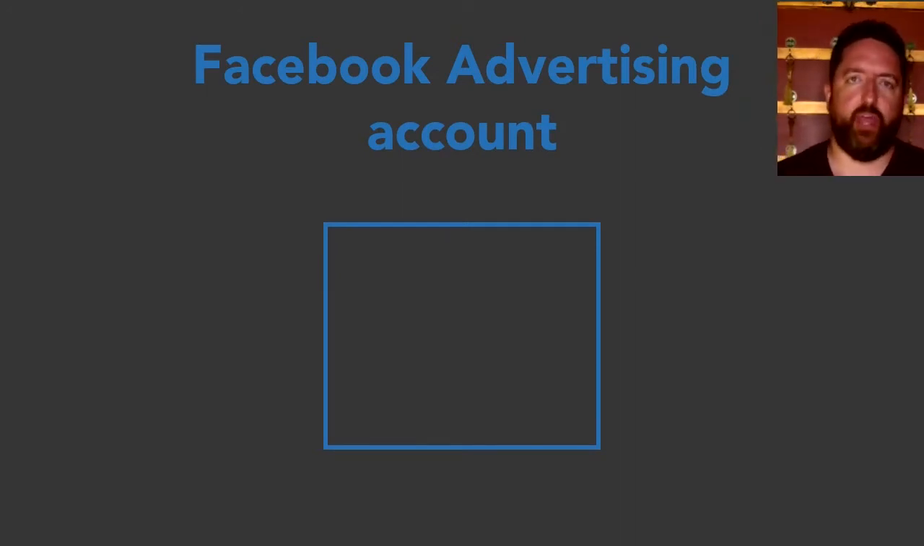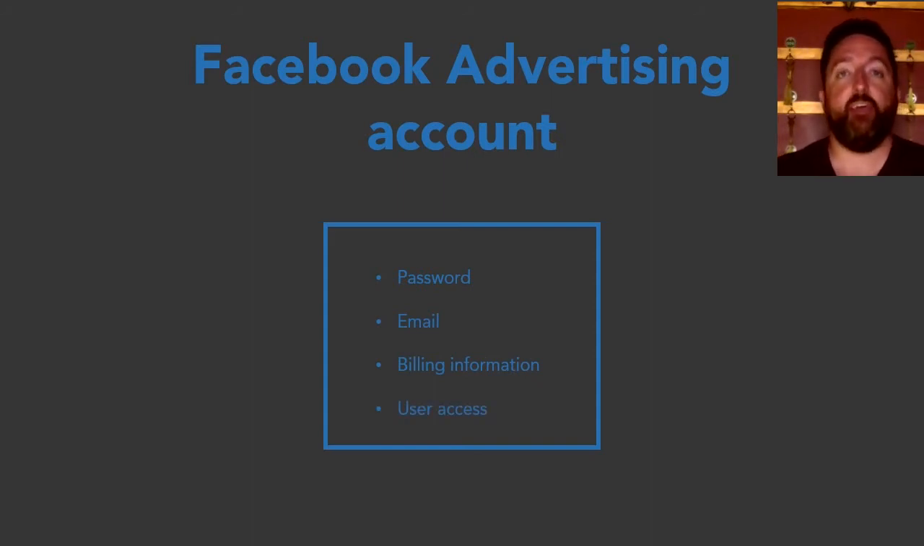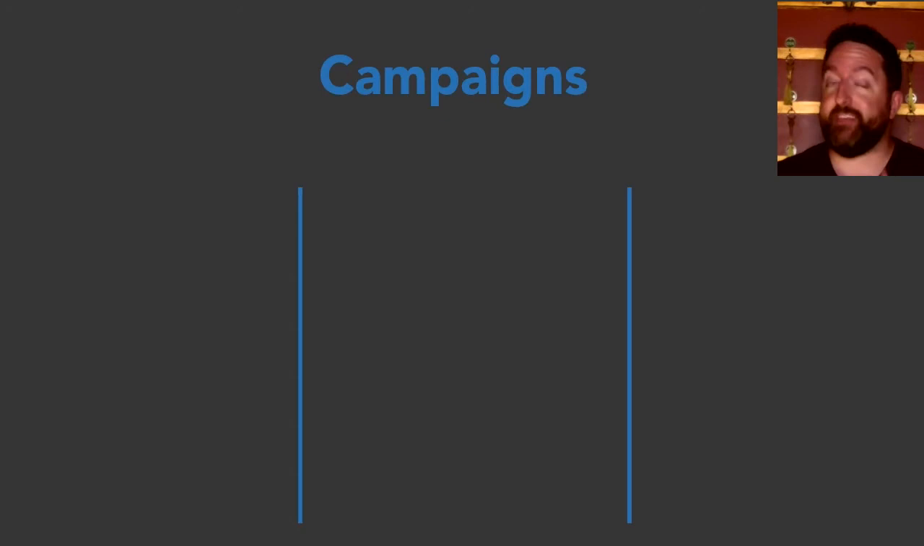Basically, it works the same way as with Google at that level, where you'll have your username, email, password, billing information, and all that stuff. And then at the next level, beneath the account level, you'll have campaigns, just like with Google, but this time it's a little different. At the campaign level with Facebook, you're going to be setting goals. And there are three types of goals with Facebook advertising.